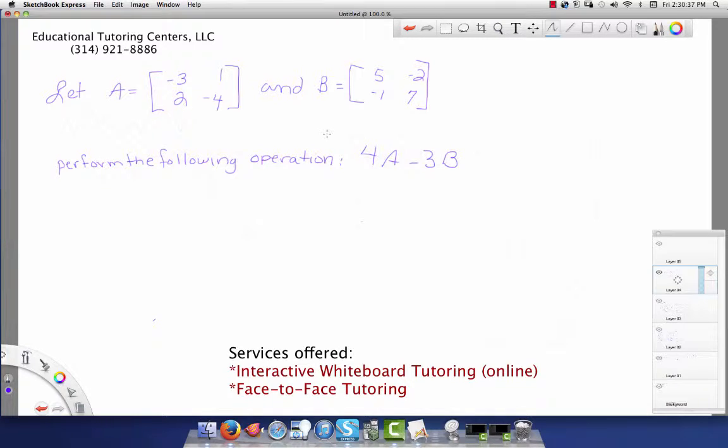The first thing we need to do here is multiply 4 times matrix A, then multiply 3 times matrix B, and then subtract the two. So let's go ahead and write this out and see what it looks like.